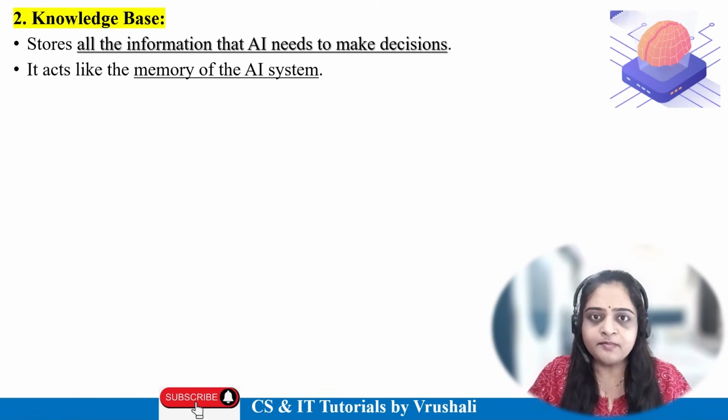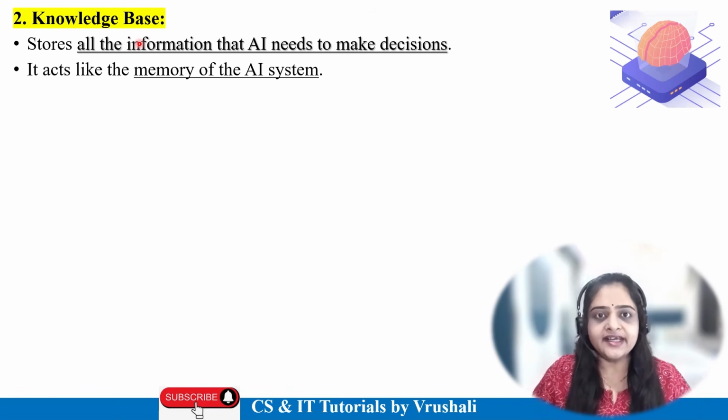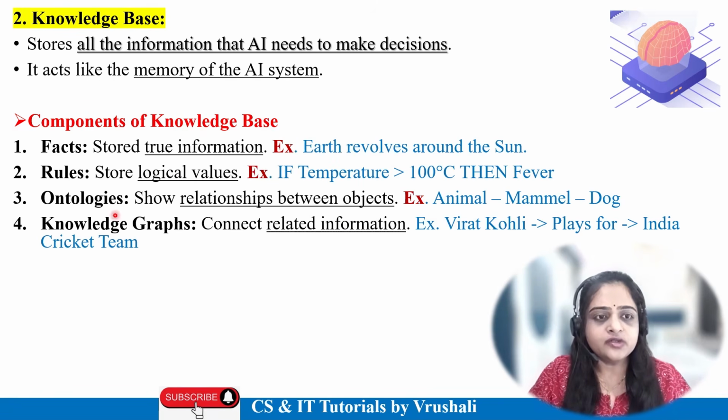Now, the next component is called the knowledge base. Perception senses and collects all the information and this information is stored in the knowledge base. Knowledge base works like a memory in an AI system. It stores all the information that is required for AI to make decisions. There are a total of 4 components of the knowledge base: facts, rules, ontologies and knowledge graph. Facts means true information. For example, Earth revolves around the sun. All the true information is called fact.